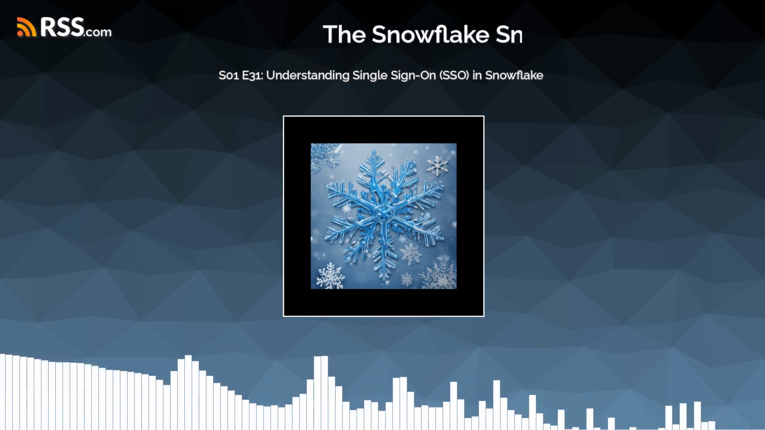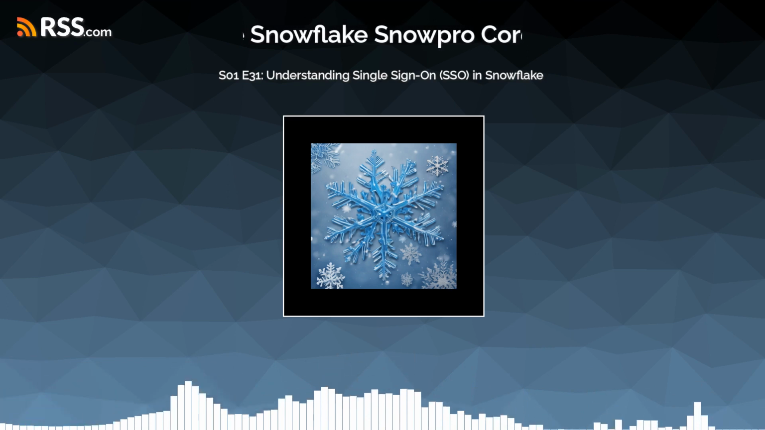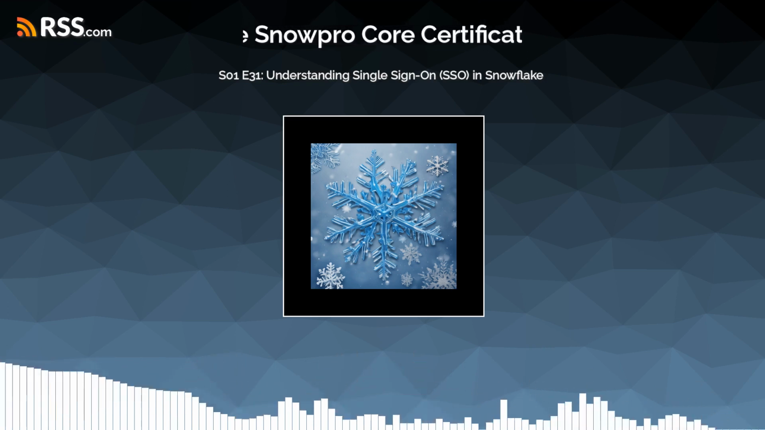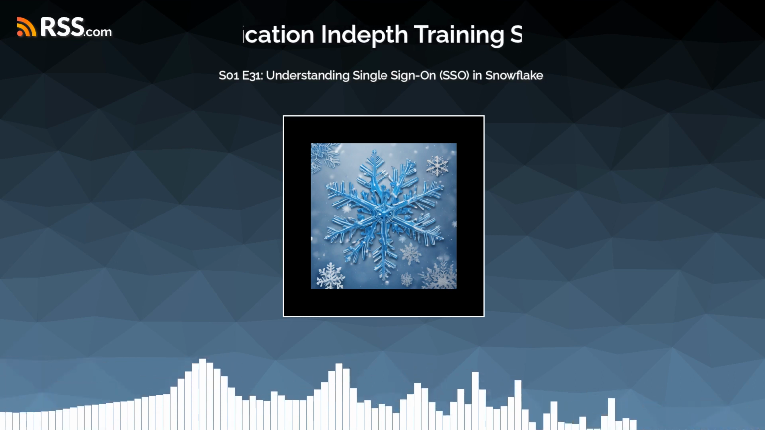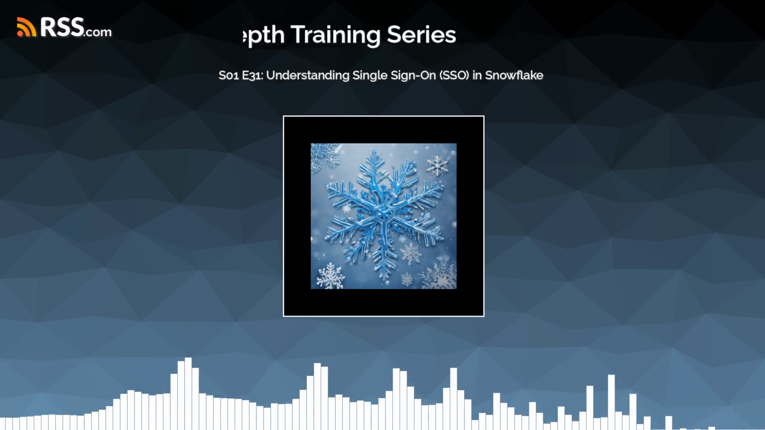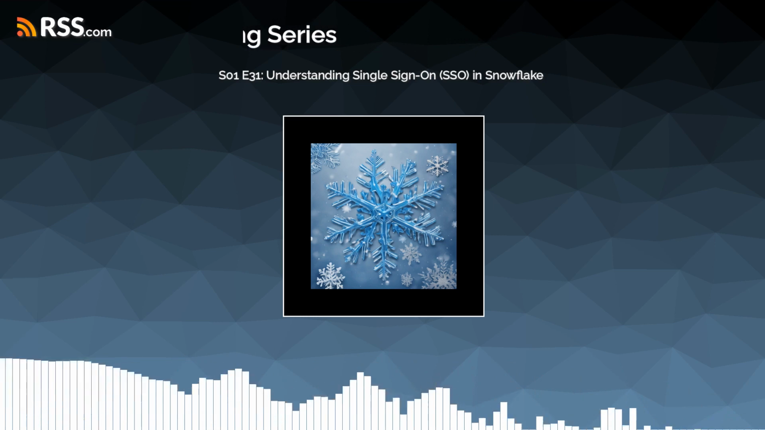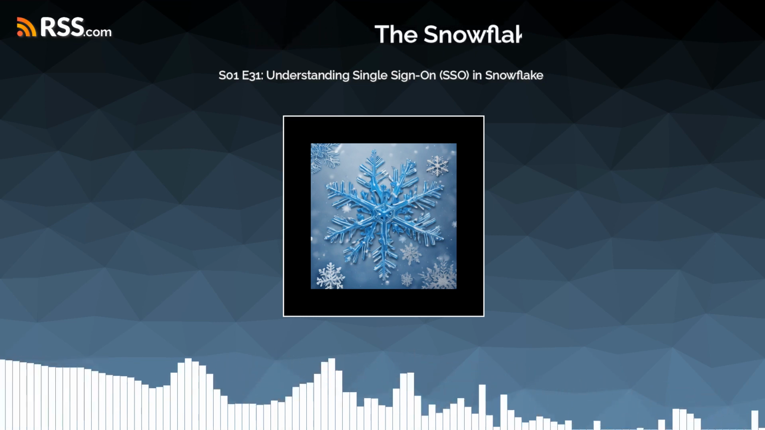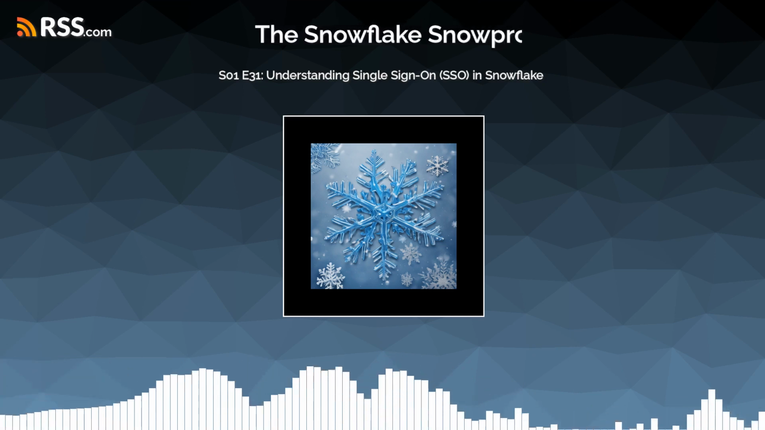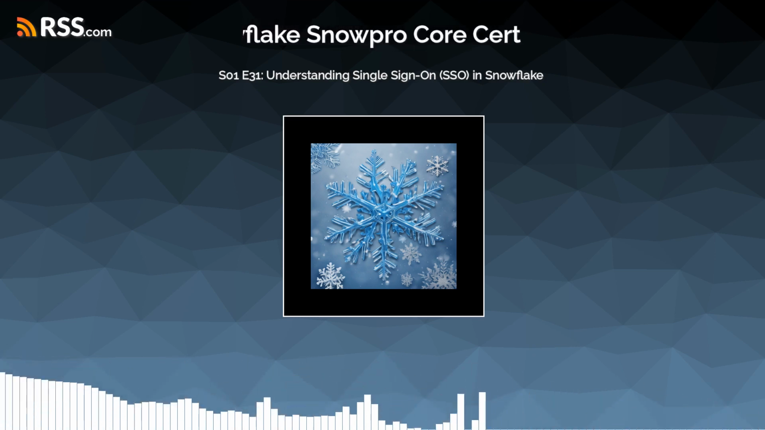with different credentials. In the realm of Snowflake, understanding SSO is crucial for managing access and ensuring that your data is not only easily accessible to authorized users, but also secure. Let's break down how SSO works in Snowflake, its benefits, and how to implement it.